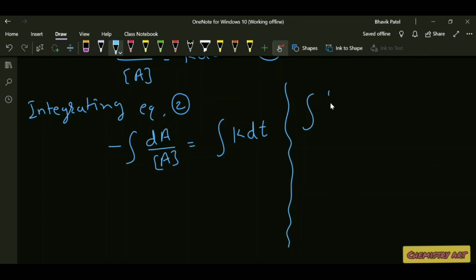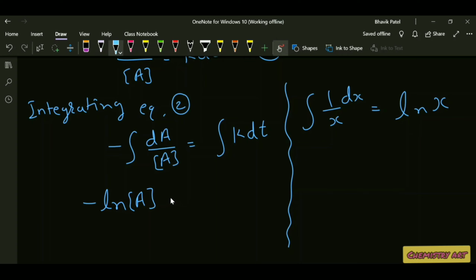Suppose we have the integration of dx upon x. It will be ln x. The value of the integral of dx upon x will be ln x. And what is ln? As you know, it's the natural log. So here we can write the integration of dA by A as minus ln A.